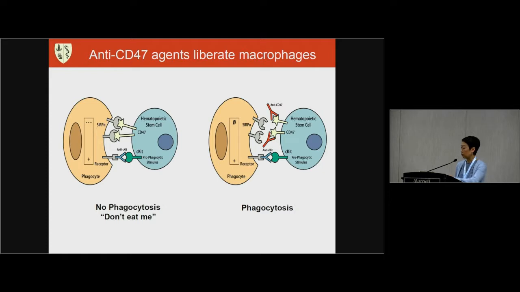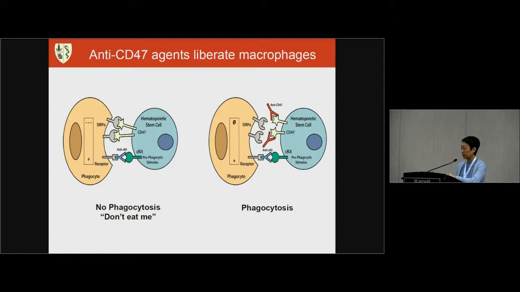So we happen to be working with a laboratory next to us, Ravi Majeti and Irv Weissman, who had been potentiating the effect of macrophages in the clearance of target cells. This is looking at the interaction between SIRP alpha and CD47. For those of you who are not familiar with this, CD47 is expressed on a number of cells, including cancer cells. What CD47 does is it transmits a negative signal to the macrophage, so as not to be phagocytosed by the macrophage. It's the don't eat me signal.